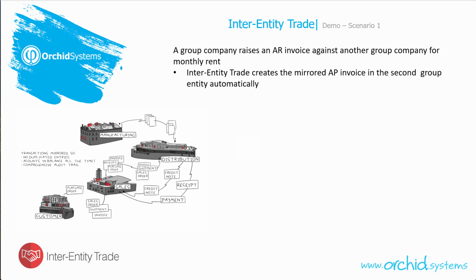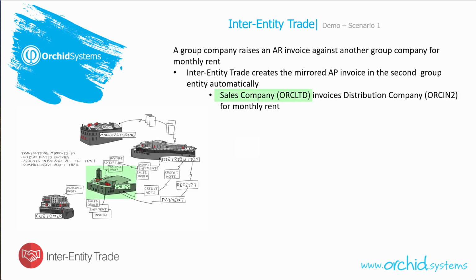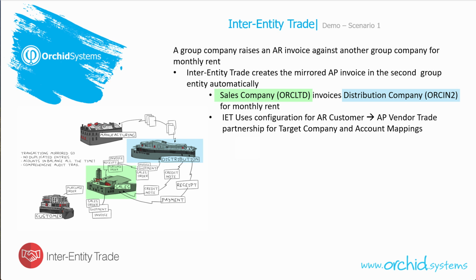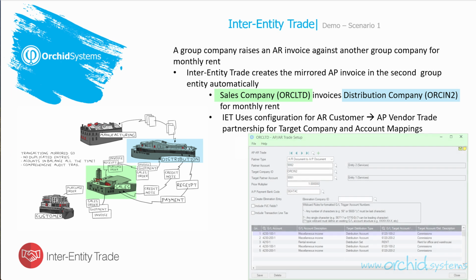Thanks, Nathalie. In this first scenario, I'm going to demonstrate raising an AR invoice in Company 1 for rent, and inter-entity trade will create the mirrored AP invoice in Company 2. I'm going to use the sales company, Orc Limited, and it invoices the distribution company, Orchid 2, for the monthly rent. When this AR invoice is posted, inter-entity trade uses the configuration for the AR customer to AP vendor trade partnership to get the target company and the account mappings to use.